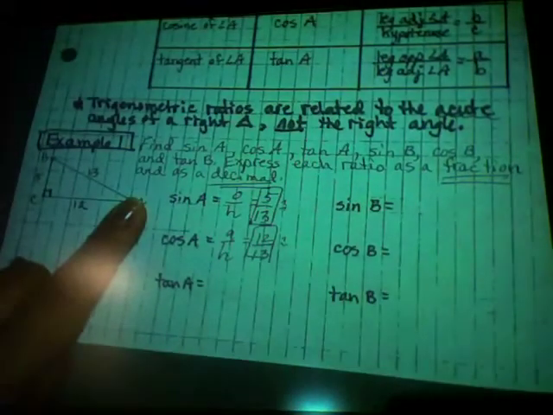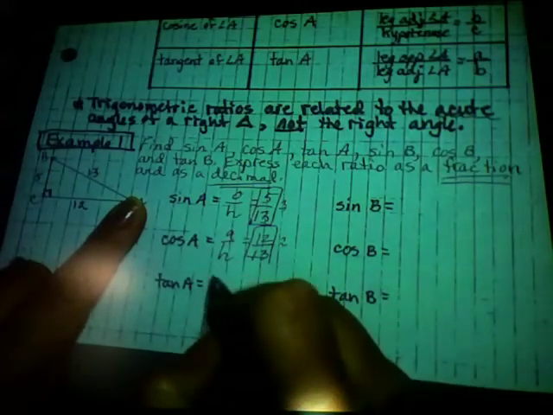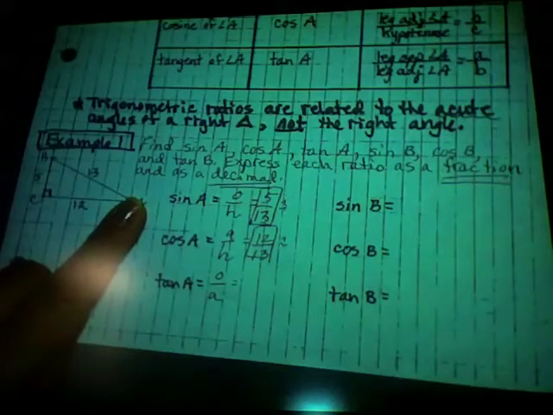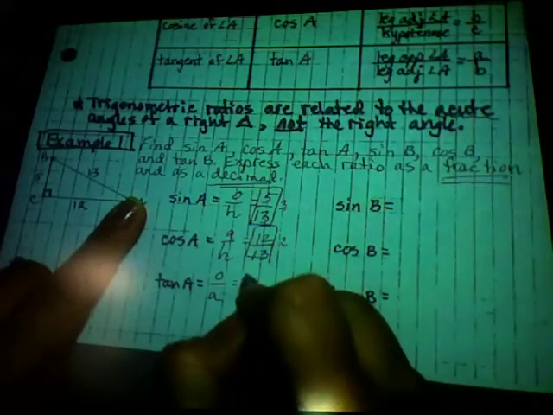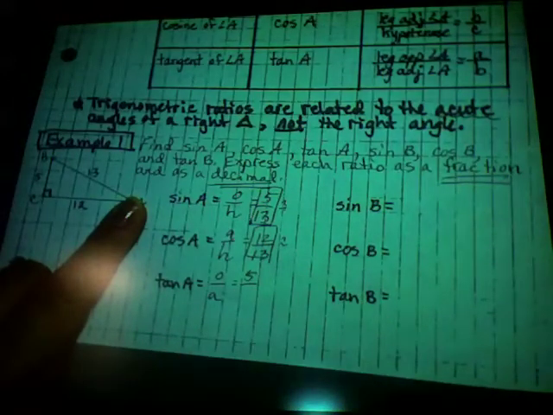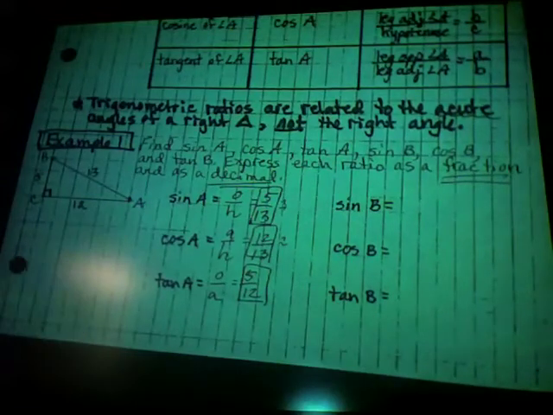And then tan, tripping on acid. Tripping on acid is what? Opposite over adjacent. You're going to have these going over and over again in your head. So what's opposite of A? 5. And what's adjacent, leg adjacent to A? 12. So there are your fractional equivalencies.